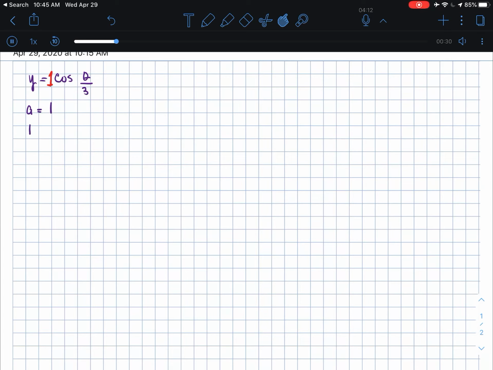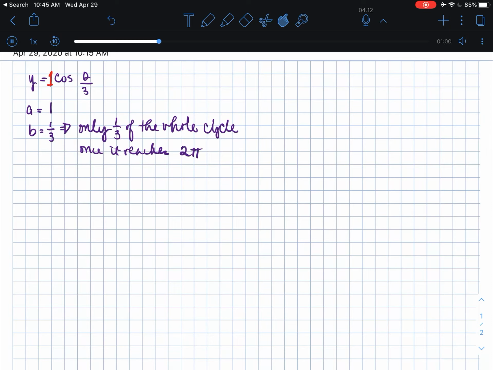And then our b, or the number of cycles, is just 1/3. Now what does this mean? This means that only 1/3 of the whole cycle can be finished once it reaches 2 pi. So that means we will need more than 2 pi to complete one cycle.